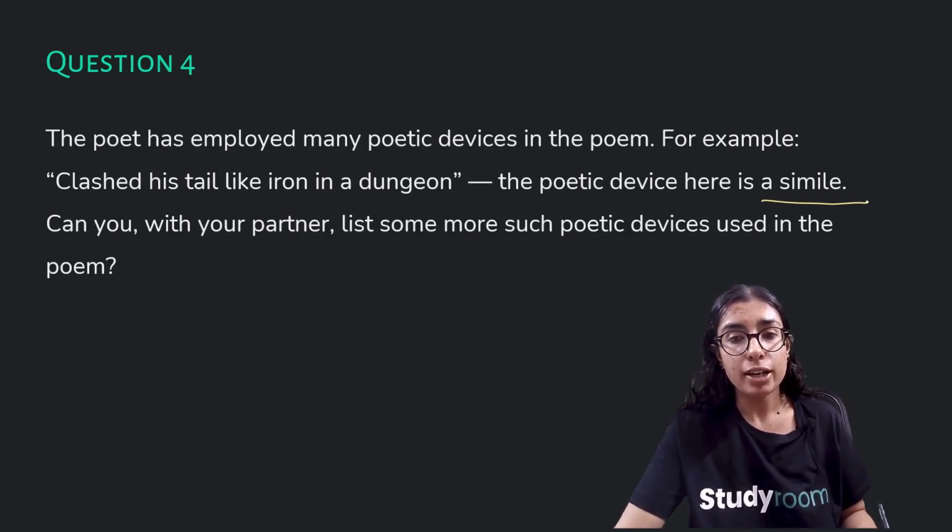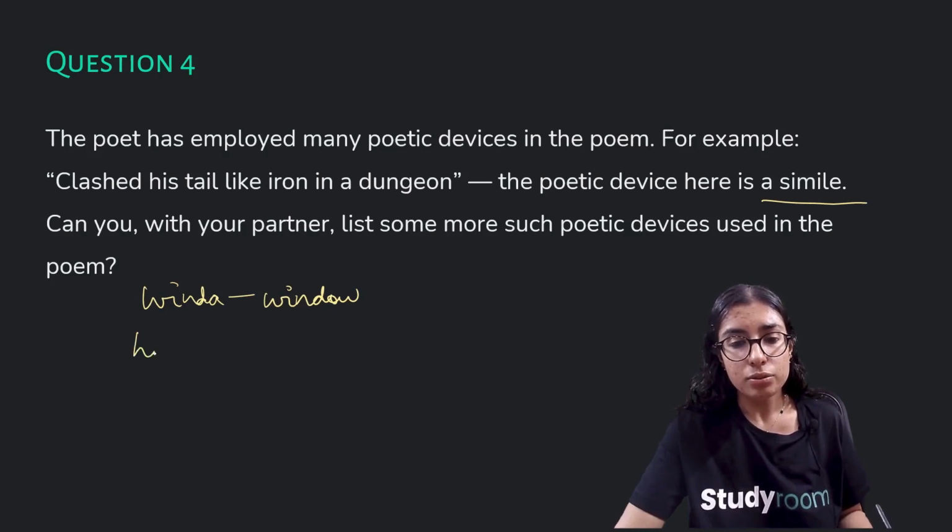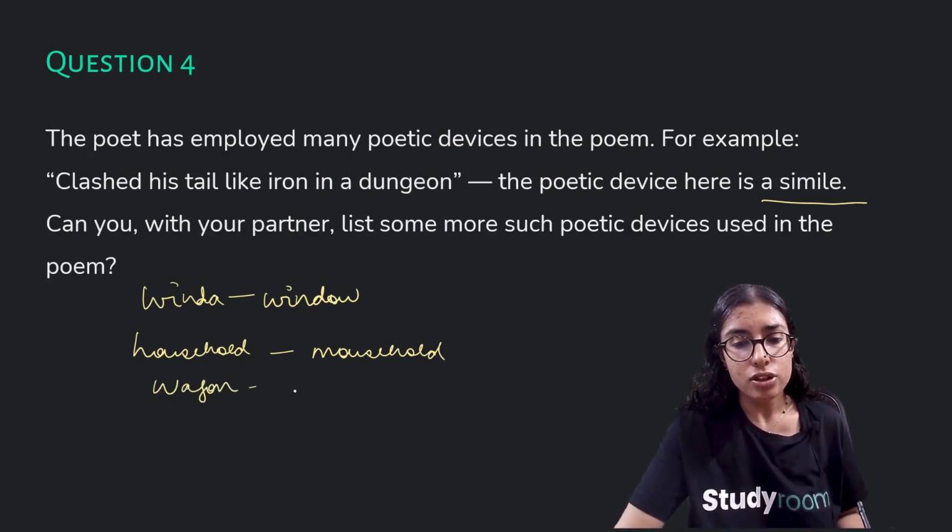Like, to create rhyme with Belinda, he used the word winda instead of window. Other such rhyming words are household, used with mousehold, and wagon, which is used with dragon. Not only this, he also uses the poetic device of repetition. For example, the word little is used many times to describe her house and her pets.